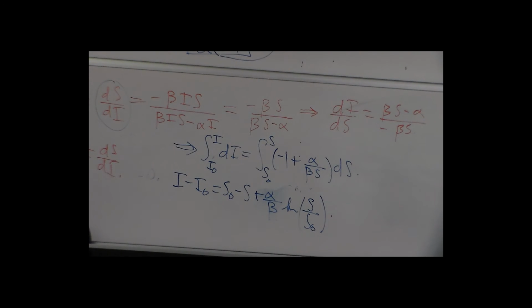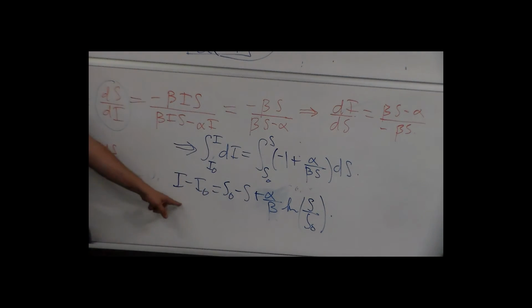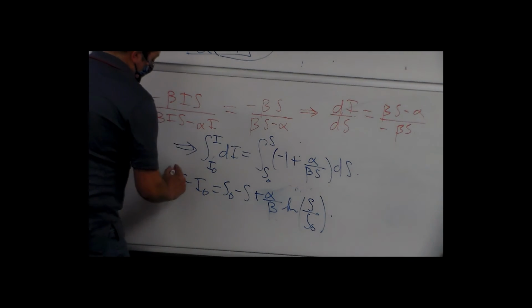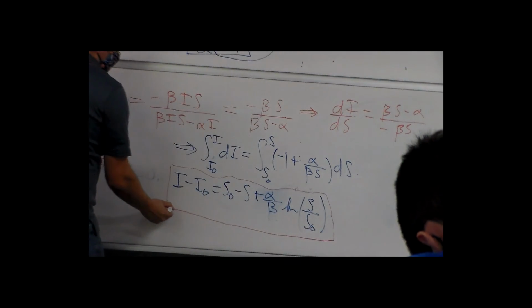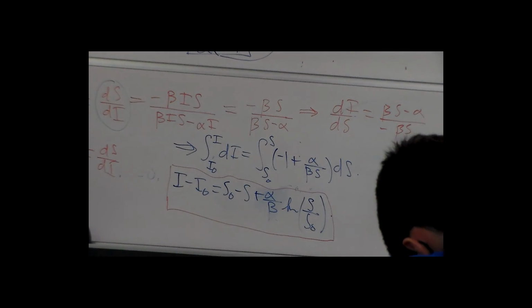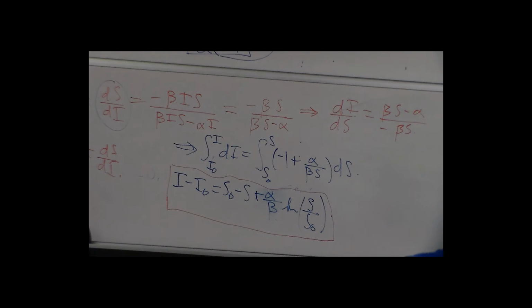Okay, so this formula is the connection. If you give me a susceptible, I can figure out exactly how many infected there are. Okay? This is a fundamental formula connecting these two quantities. Okay. Great. How can I use this formula to answer the question of what is the maximum number of infected?